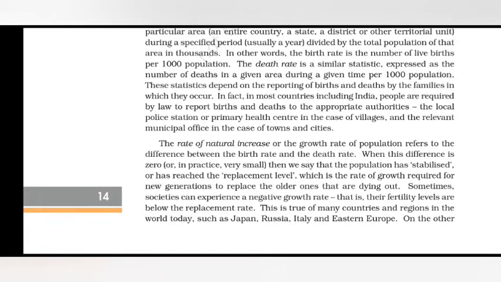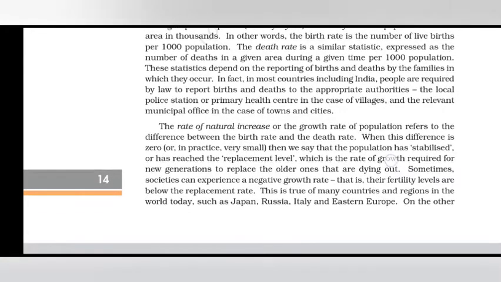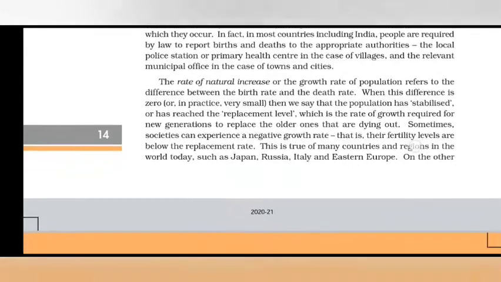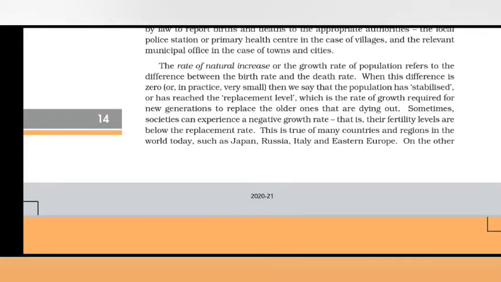The death rate is a similar statistic expressed as the number of deaths in a given area during a specified period per thousand population. These statistics depend on the reporting of births and deaths by the families in which they occur. In fact, in most countries, including India, people are required by law to report births and deaths to the appropriate authorities, the local police station or primary health center in case of villages, and the relevant municipal office in case of towns and cities. The rate of natural increase or the growth rate of population refers to the difference between the birth and death rate.